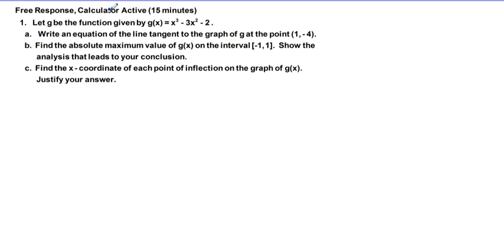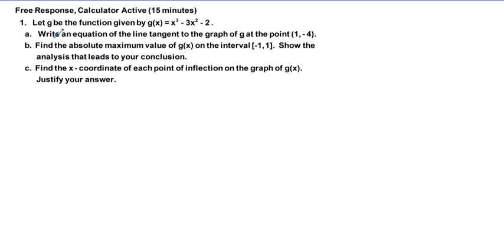Okay, this is a free response calculator active problem that we're allowed 15 minutes for. Sometimes we call these calculator permitted or required. And we have condition 1. Let g be the function given by g of x equals x cubed minus 3x squared minus 2. A, write an equation of the line tangent to the graph of g at point 1 comma negative 4. And then B and C.